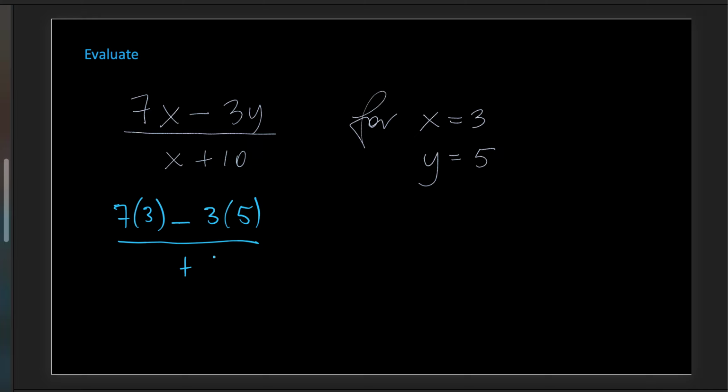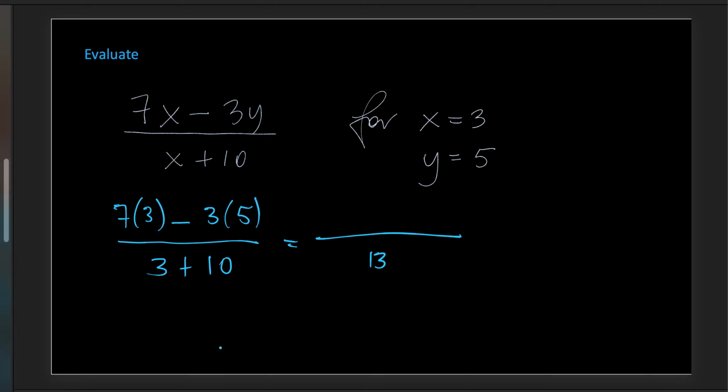And down here I have a 10. That comes with the problem, and I have x right here. And x is 3 as we're given. So now I'm going to evaluate this. So I'm going to do it across like this, because we'll evaluate this and this separately. 3 plus 10 is 13.